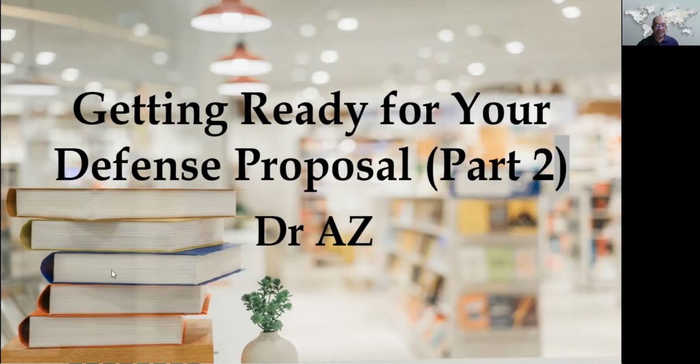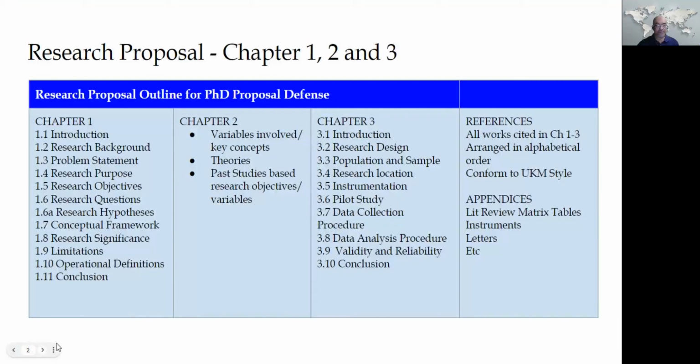Just have a look at the outline of our thesis proposal. In our thesis proposal, the typical thesis has five chapters. But for the proposal defense, you only need to prepare chapter one, chapter two, chapter three, references, and also appendices, and also include the table of content as well.